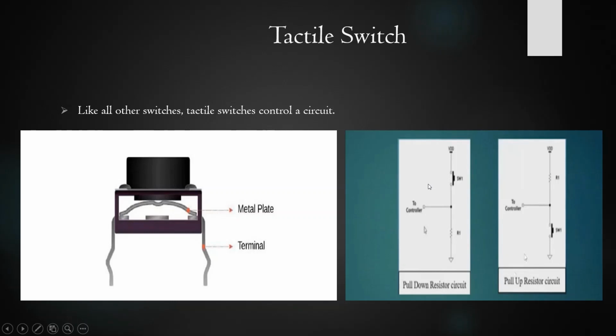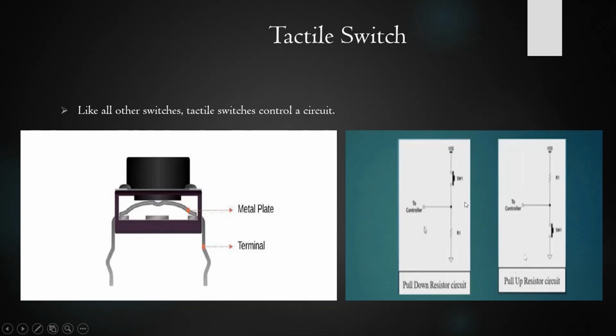And then the tactile switch. We will see the tactile switch, which can be used with a pull down resistor circuit and a pull up resistor circuit. In the pull down resistor circuit, when the switch is open, the controller reads 1 through R1. When the switch is closed, the controller automatically reads 0. This is how the pull down resistor circuit works.